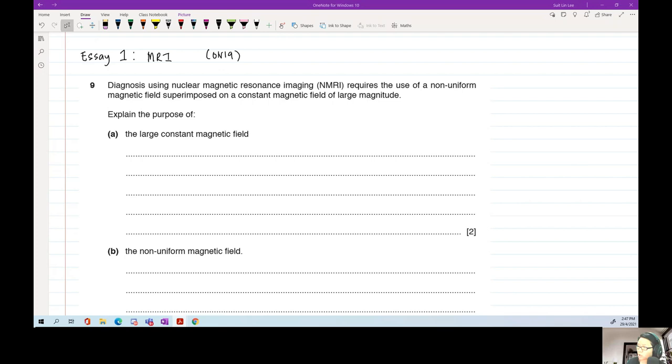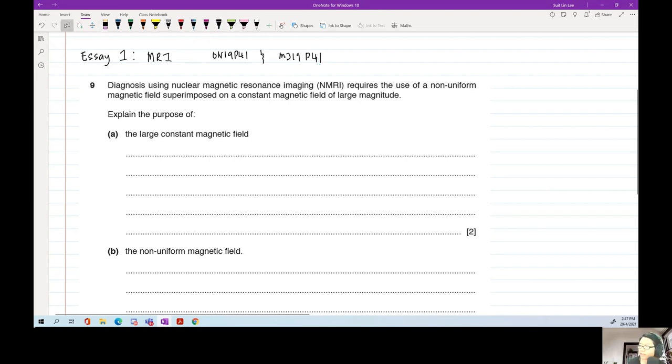And the other type one is in ON19 and May/June 19. Both are paper 41. This one is also paper 41. 41 and 43.